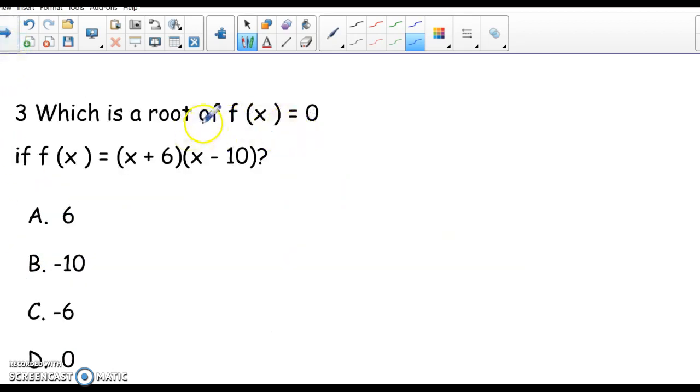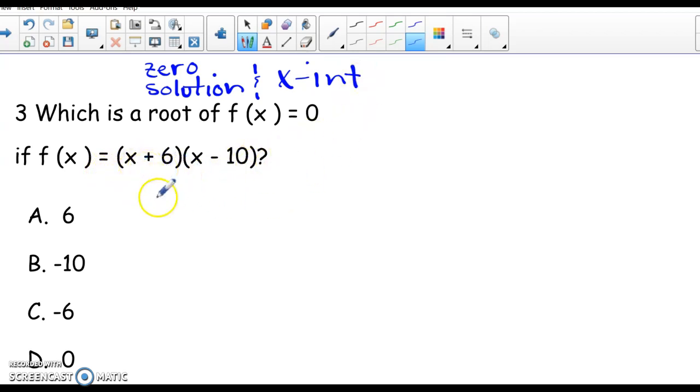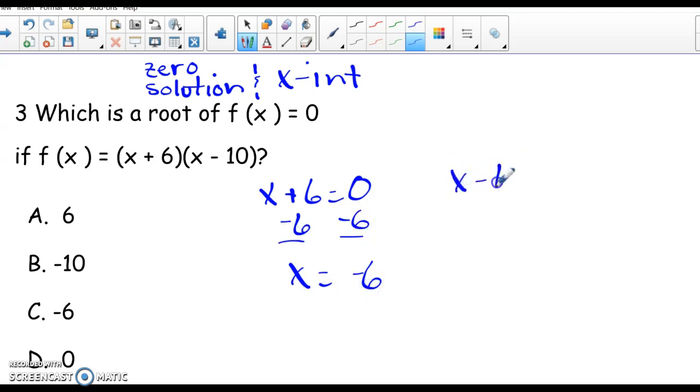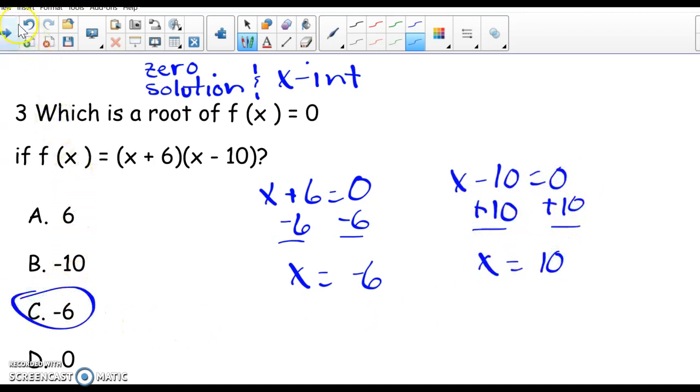Which is a root of f of x equals 0 if f of x is this? So root, 0, solution, and x-intercept all mean the same thing. So you could plug this into your calculator and see where it crosses the x-axis, or you can simply set each one of these individually equal to 0 and solve. So I would subtract 6 from both sides, so x equals -6, x minus 10 equals 0. I add 10 to both sides, and I get x is equal to +10. So -6 is the only one there.